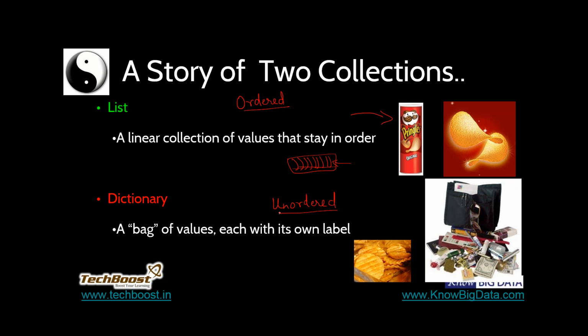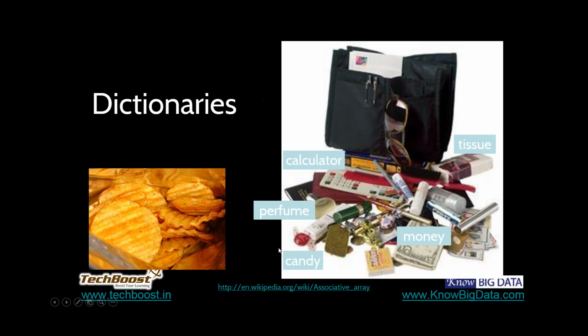So when I say unordered, they are not ordered, but it's a group. So it is called a collection. It's a group, but it is unordered. But how is an item identified then in the case of a dictionary? They are identified using their label. We'll see further how they are identified using a label.